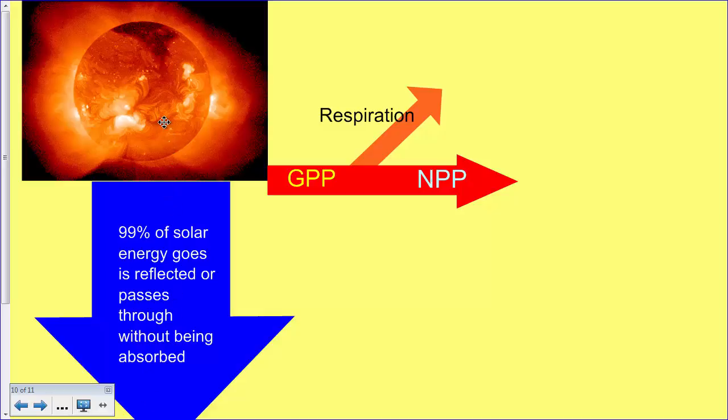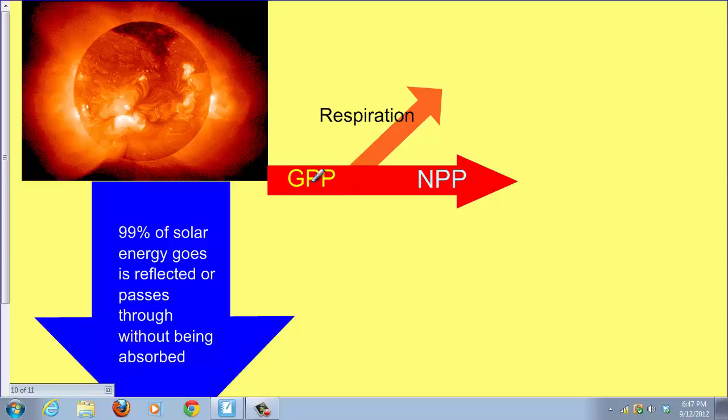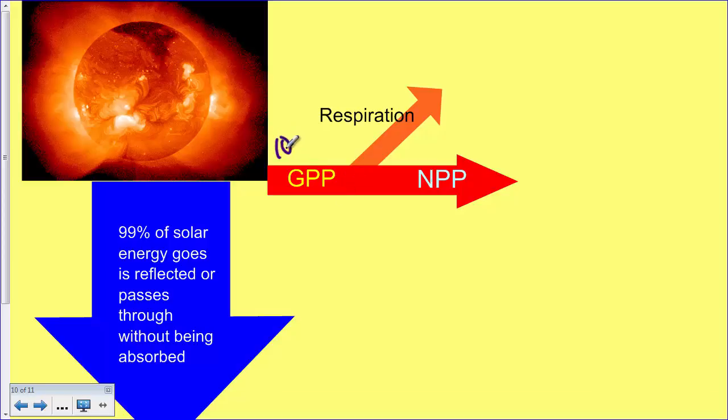About 99% of the energy that the Earth receives from the sun doesn't really get absorbed by plants or producers at all. It's going to get reflected. It's going to go through the plants. It's not going to get absorbed at all. So that leaves us with what we're actually worried about: 1% of the total energy from the sun essentially goes into the plants. That's the GPP. So 99% of it doesn't go to the plants at all, and 1% of the solar energy gets absorbed by the plants.